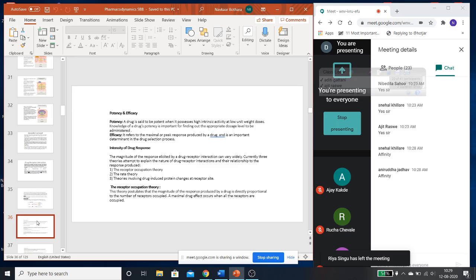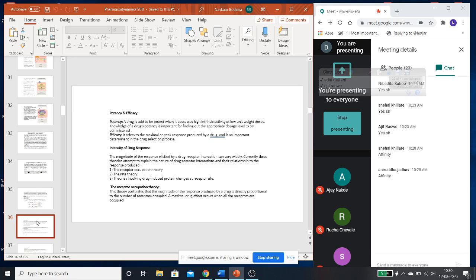Yes, dose is not only depending upon potency, but just to imagine, because we have seen that pharmacokinetic parameters are also important. For any drug which has 80% protein binding or less absorption or first pass metabolism, you have to give a higher dose to compensate for the losses in between. So knowledge of drug potency is important for finding out the appropriate dosage level to be administered.